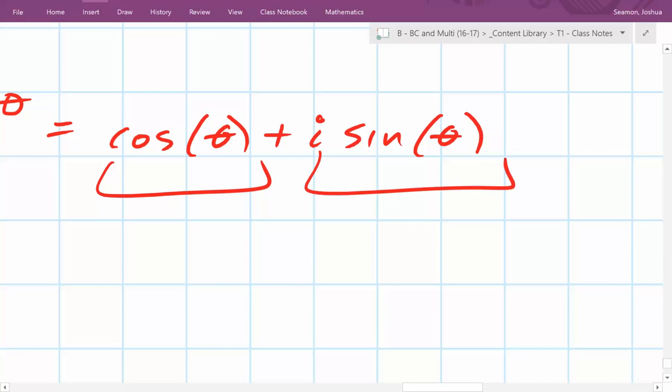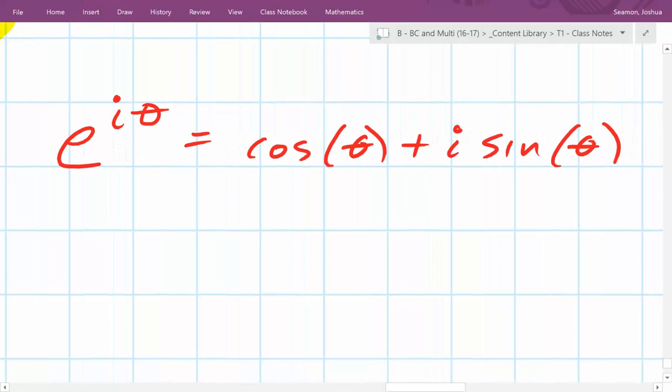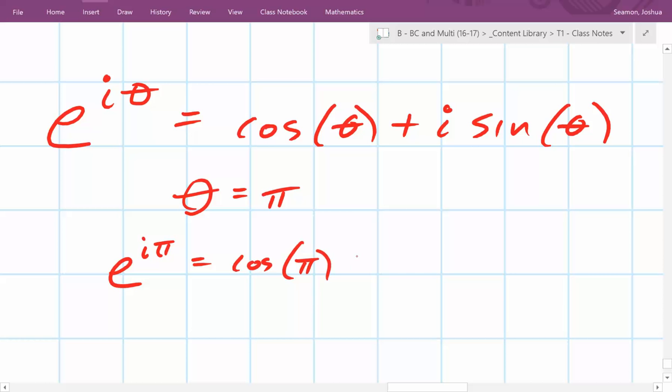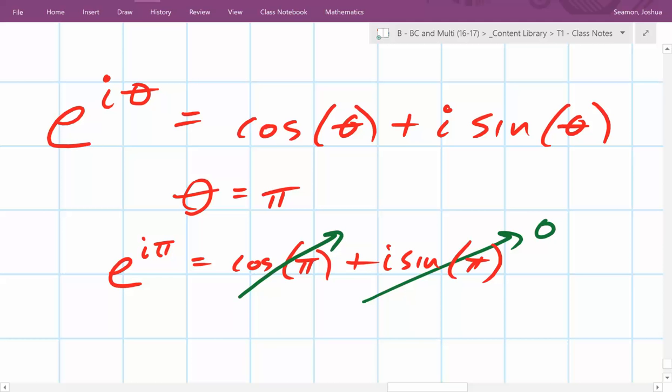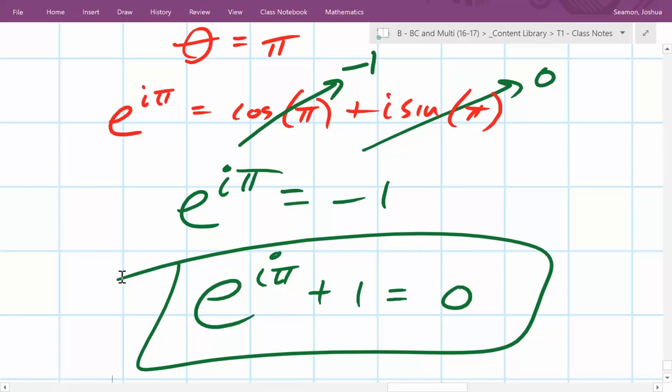This series added together to that series equals that one. Are you okay with that? Raise your hand if you're okay with believing that. So what theta value should I choose? How about pi? e to the i pi is therefore equal to cosine of pi plus i sine of pi. What's sine of pi? 0. And what's cosine of pi? Negative 1. e to the i pi is equal to negative 1. So what does that tell you? e to the i pi plus 1 is equal to 0. You just proved Euler's formula. Sit down.